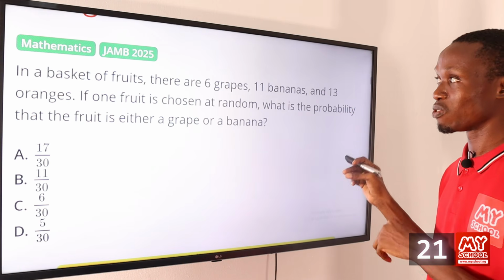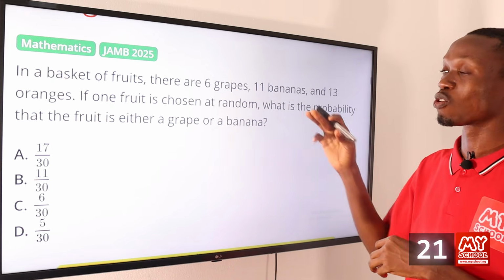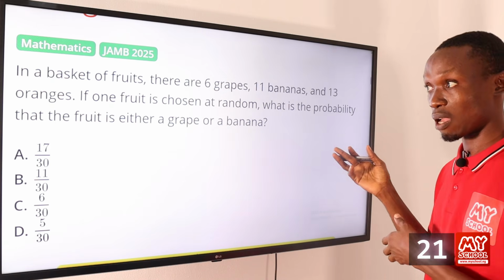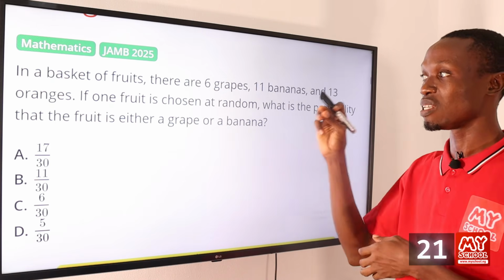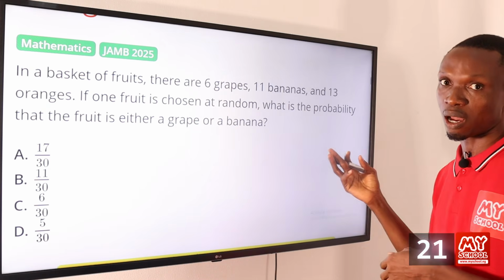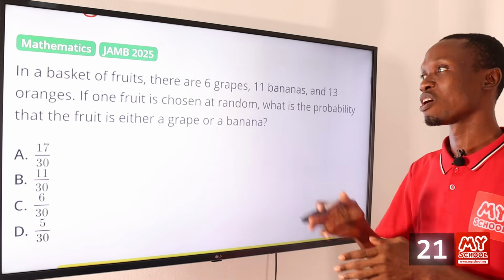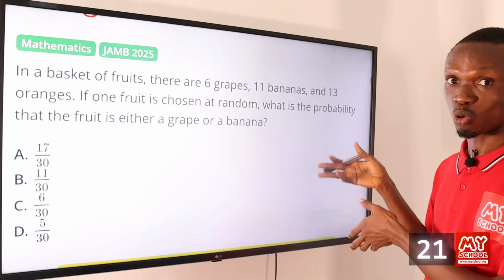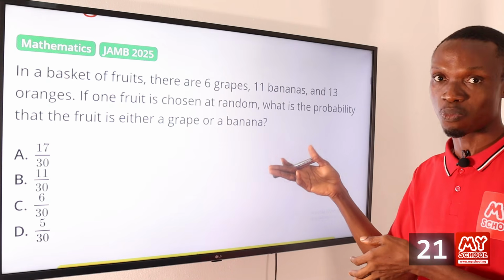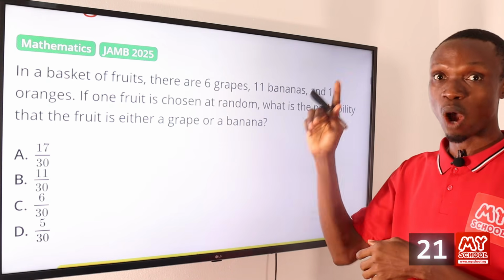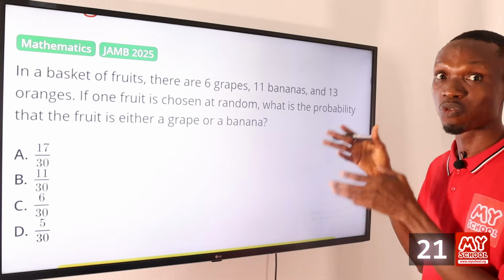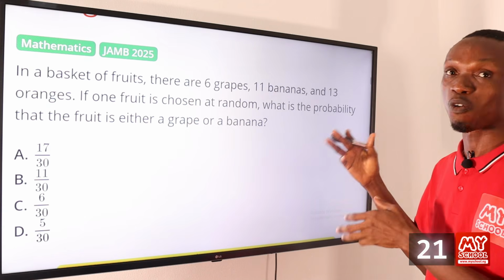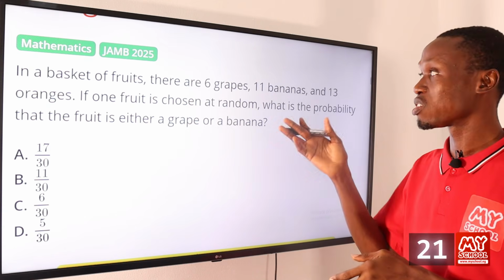Now, how did we get the 17? What we simply did was to add the number of grapes to the number of bananas, right? Remember the question said either a grape or a banana. And take note, in probability, your concern is actually about the number of whatever they are referring to here. So in this case, they said a grape. You don't just pick one grape, no. The total number of grapes is what they are referring to, or the total number of bananas is what they are referring to.